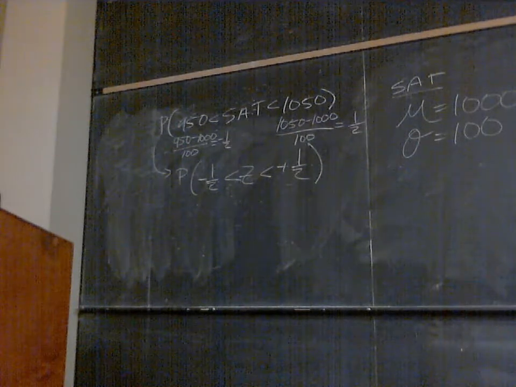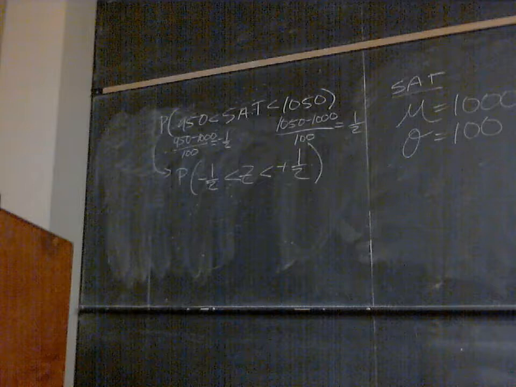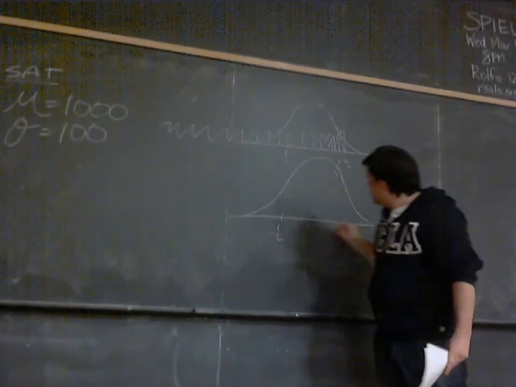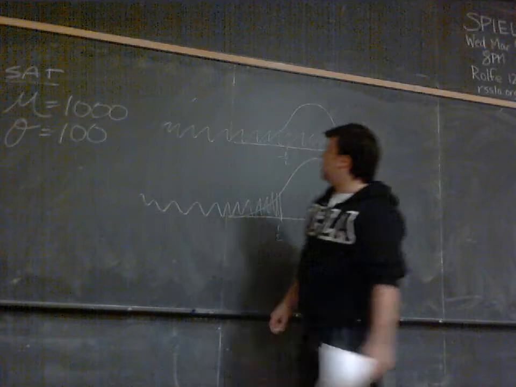So this is where it makes most sense to draw it out. Here's negative 1/2, positive 1/2. And I'm looking for the area in between them. That's what the question's asking me for. If I look up positive 1/2 in my table though, it won't give me the area in between them. It'll give me all the area below positive 1/2, all the way to negative infinity. If I look up negative 1/2 in my table, it'll give me, similarly, all the area to the left of that, all the way to negative infinity.